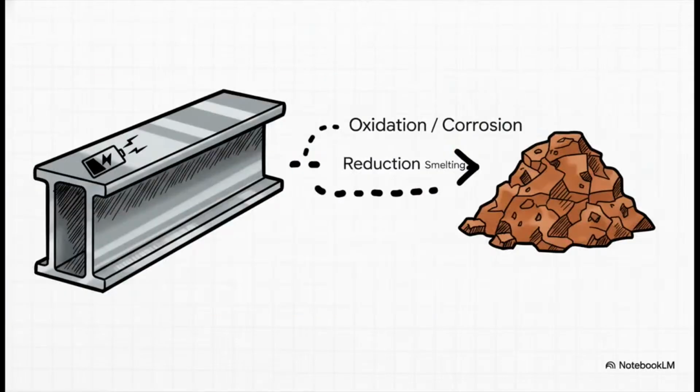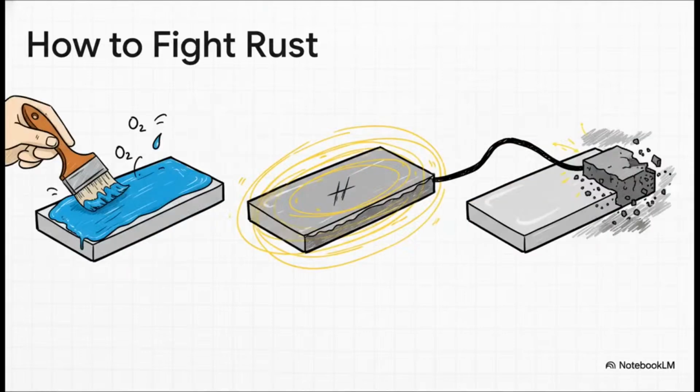So the incredible thing here is that it's the exact same fundamental process we saw in the Daniel cell. It's all about oxidation, the loss of electrons. In the battery, we controlled it, we separated it, we harnessed it for power. But here, with rust, what we call corrosion, it's an uncontrolled process that leads to the slow, steady destruction of the metal, turning it back into its lower energy, oxidized state, which is pretty much how you find it in nature as ore. So how do we fight back?